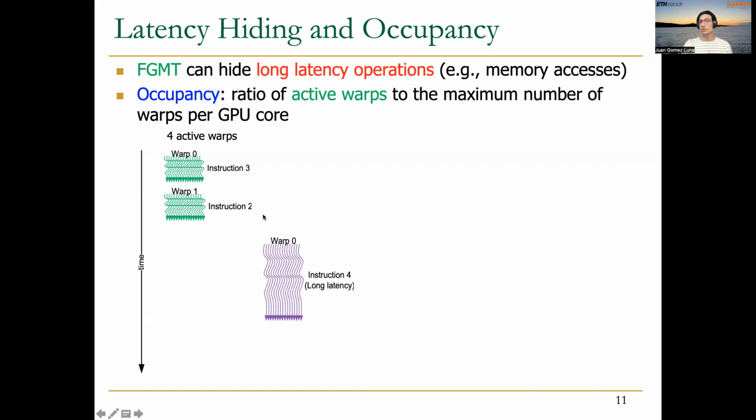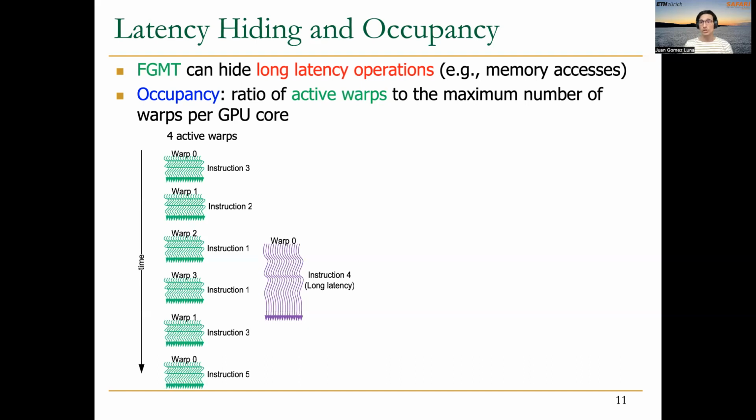And at some point, in some warp, for example warp 0, needs to execute a long latency operation, for example a global memory access. If we have enough warps, if we have enough threads running on the GPU core, then we can hide this long latency operation by issuing and executing instructions from different warps.